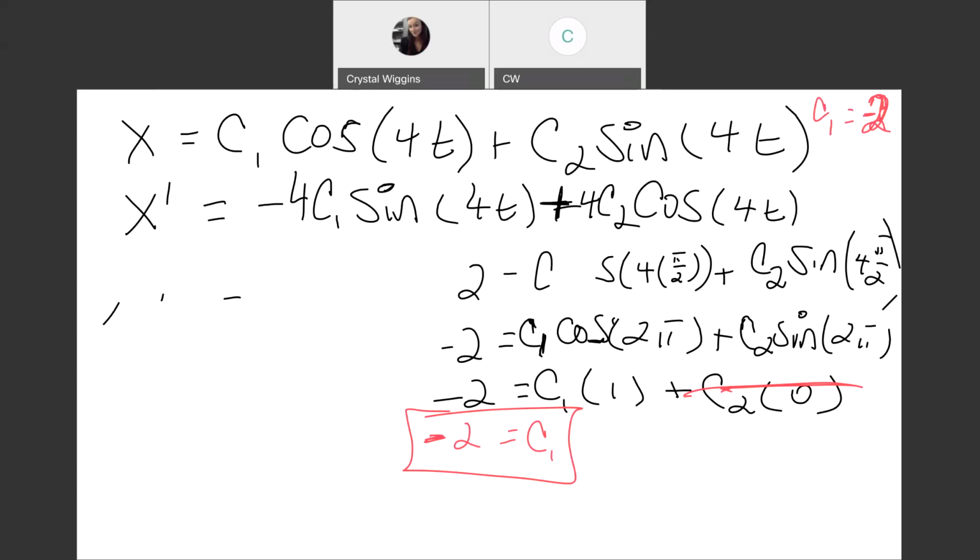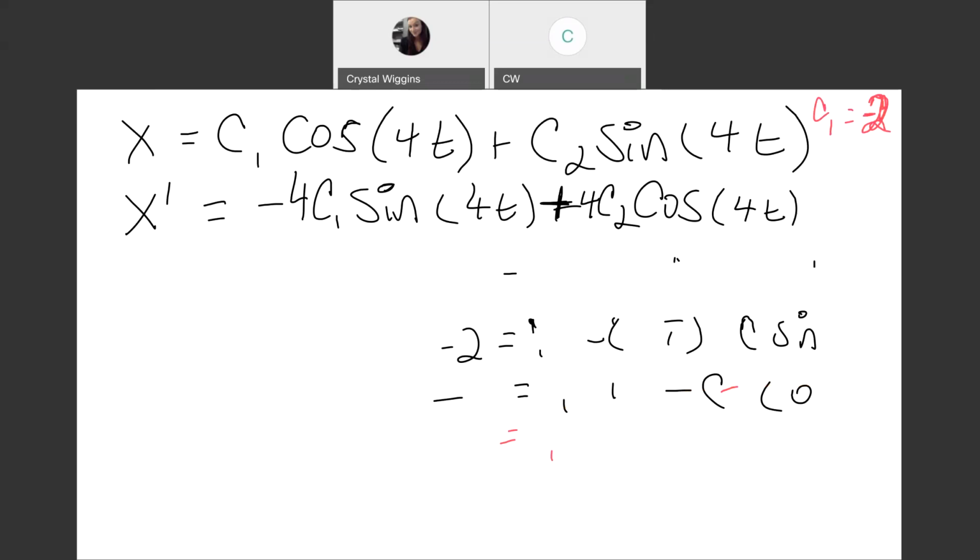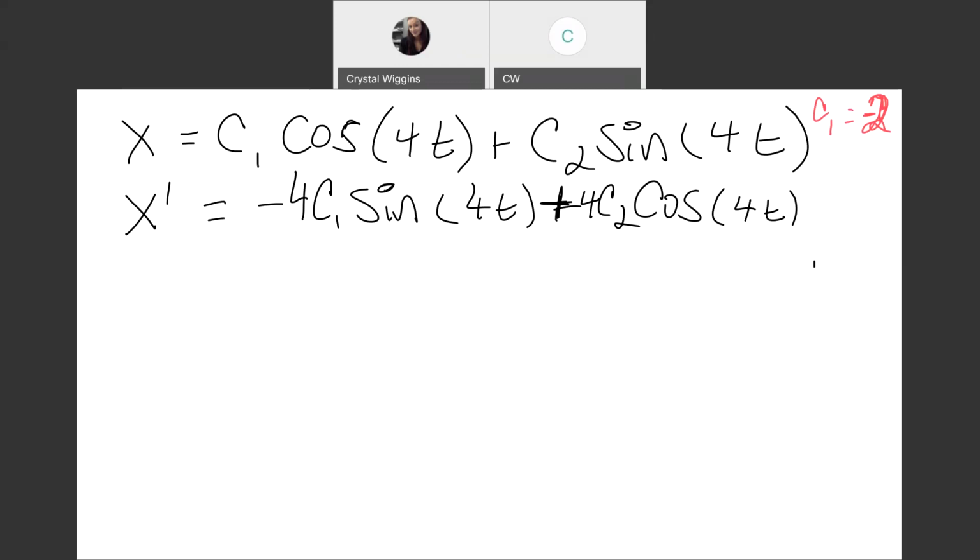Give me a minute to erase. My finger is not the best eraser, but that's what we got to do. Best I got. Still erasing. Oh, missed some. Okay.